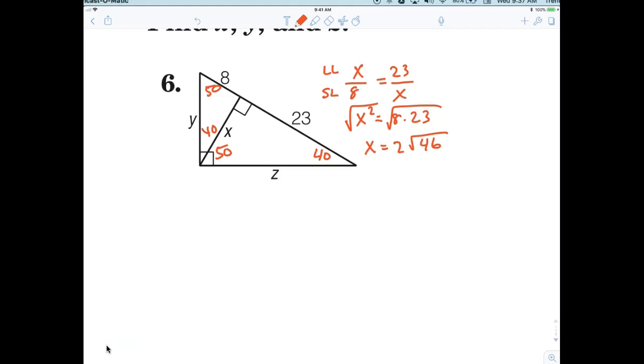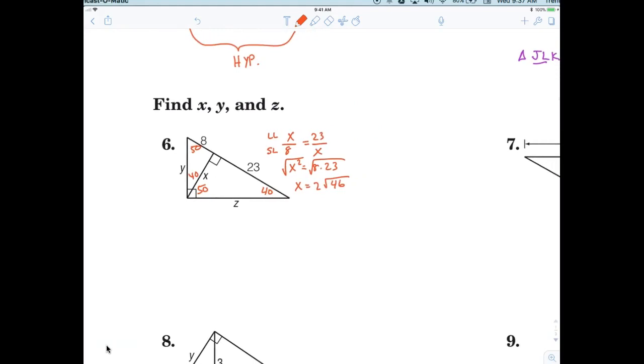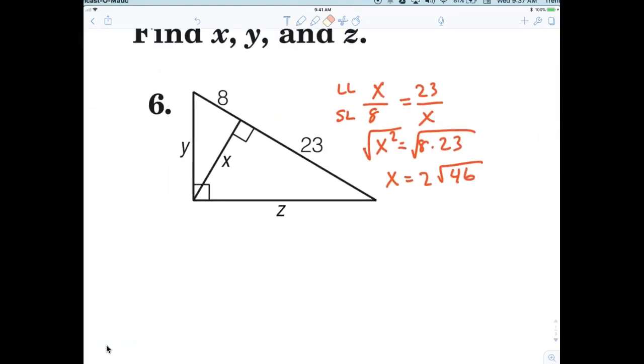Why is x the long leg when it's the short leg? No, listen. It's the different triangles. That's what I tried to show you earlier, that a short leg of one triangle could be the long leg of the other triangle.